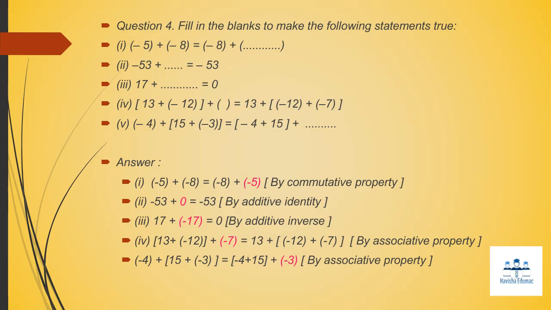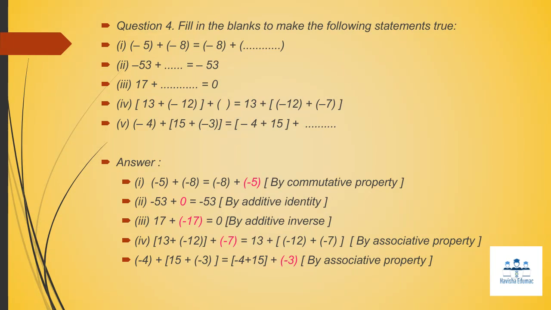First, minus 5 plus minus 8 is equal to minus 8 plus dash. This is commutative property. So that in the blank space we need to write minus 5. Next, minus 53 plus dash is equal to minus 53. This is identity property. This is which identity? This is additive identity. Next, 17 plus dash is equal to 0. The answer will be minus 17.